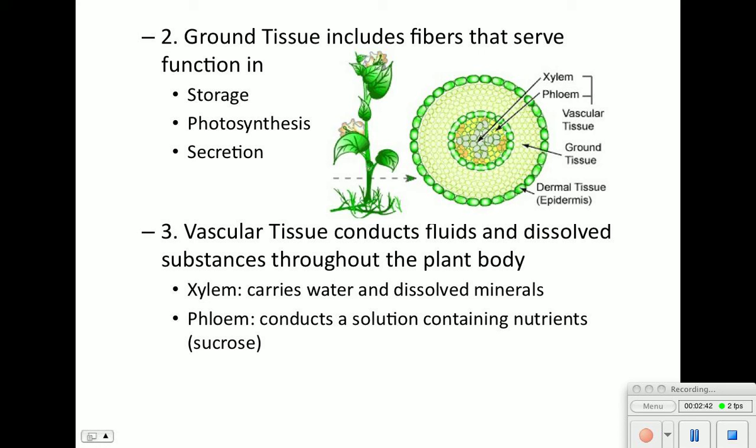And then finally, your vascular tissue is where fluids and dissolved substances are transported. It includes your xylem and your phloem. Remember, phloem sounds like F for food, so that's the sugar, and xylem is water with dissolved minerals in it.